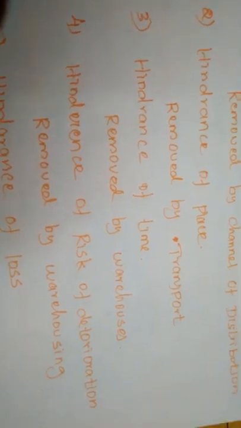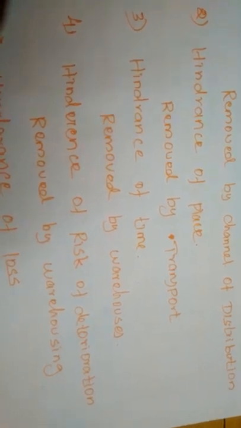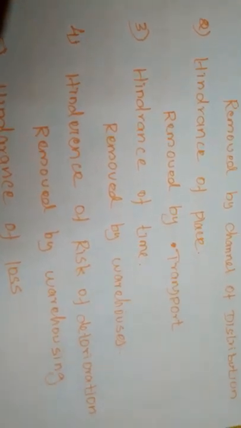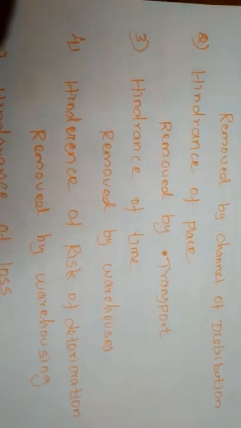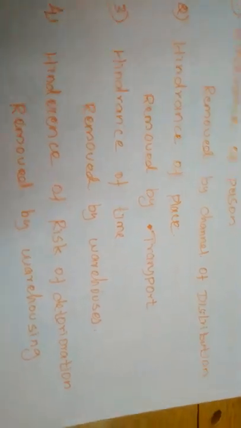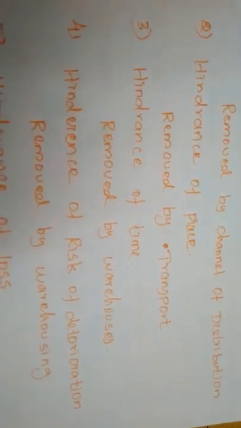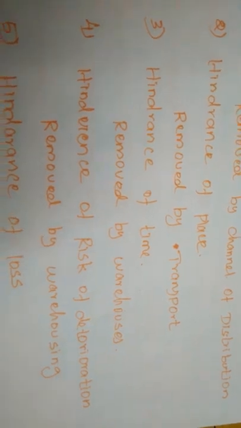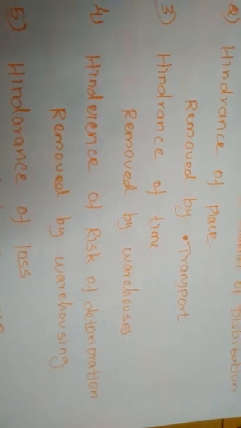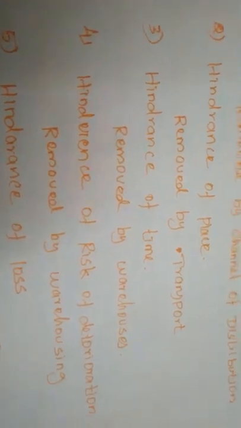So what area do we have to select? We can't protect all the commodities in one area. According to the product or items, we need different types of places according to the features of the product. So we need warehouses. The hindrance of time will be removed by warehouses. The hindrance of time means the gap between the time of consumption and the time of production. This hindrance of time will be removed by warehouses.